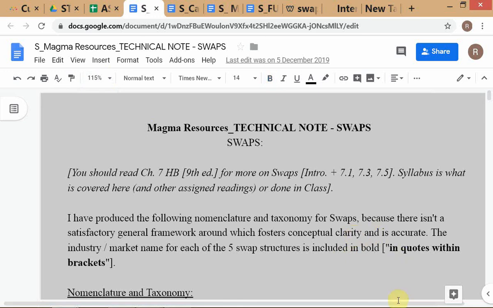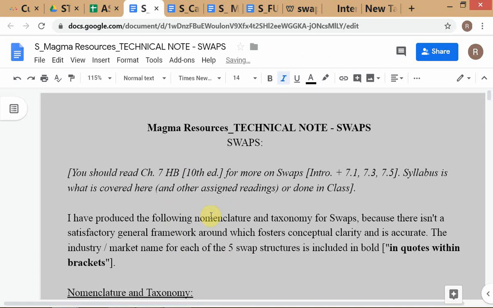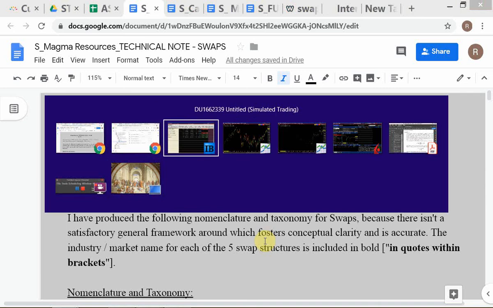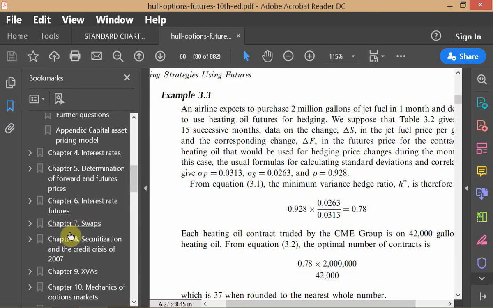So for swaps, I'll give you some references. Here you can see chapter 7 on Hull. It says 9th edition here, but it's 10th. You guys have 10th. The edition doesn't change actually. If I go here, I can see that chapter 7 is swaps. Okay.